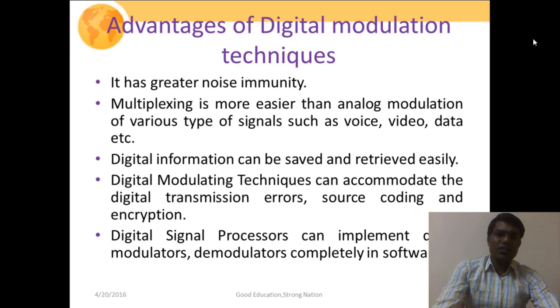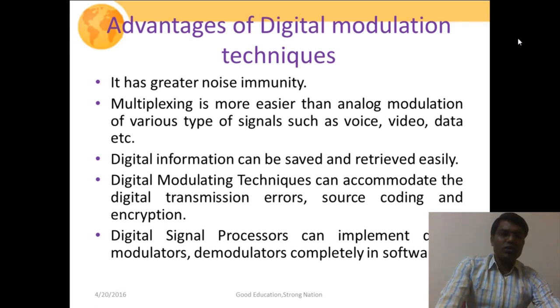Actually, if you talk about analog signals, the representations of the signals differ in construction, likewise if you talk about voice, video or data signals. But in contrast, if we are talking about digital signals, all those signals, whether voice, video or data, can be represented with a common sort of data. So obviously, multiplexing is much easier in comparison to analog modulation techniques. Again, digital information can be saved and retrieved easily. Nowadays, we are already using many media, likewise compact discs or hard drives, etc. So obviously, in comparison to older data storage techniques, likewise tapes, these are much better.